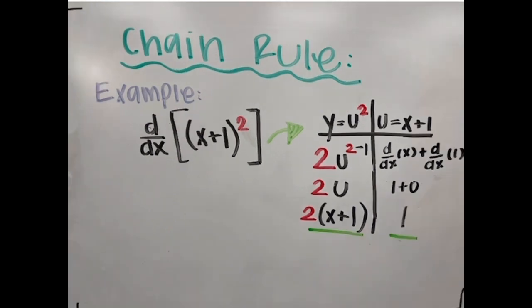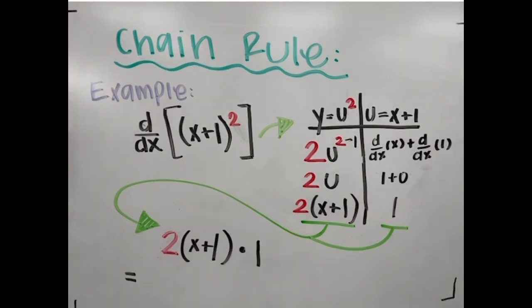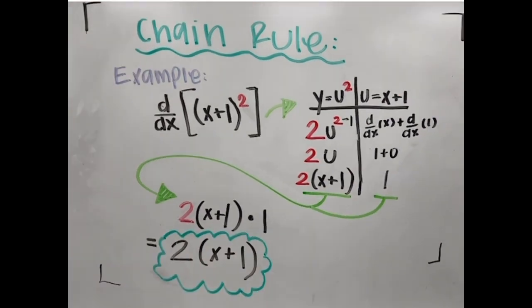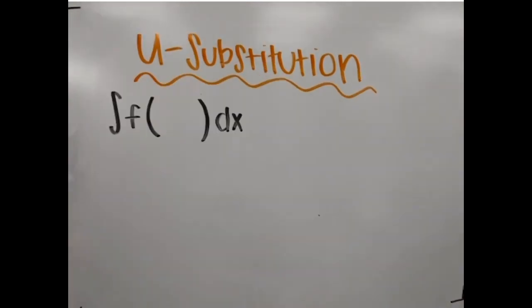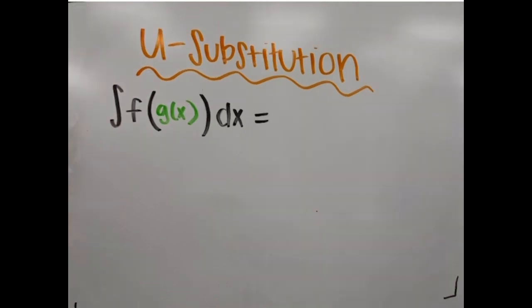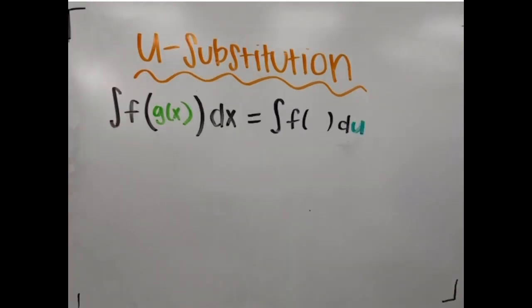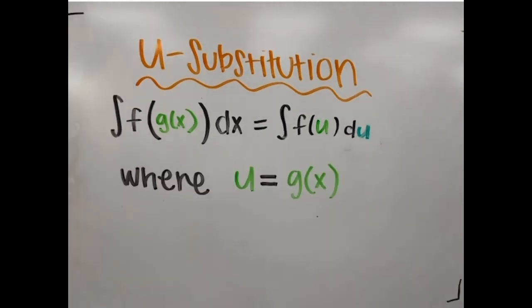Next, you multiply both sides of the chart together. 2 times x plus 1 times 1. This equals 2 times x plus 1. For U-substitution, when taking the integral of f of g of x times g prime of x dx, the dx turns into du, and the equation becomes the integral of f of u du, where u is equal to g of x.